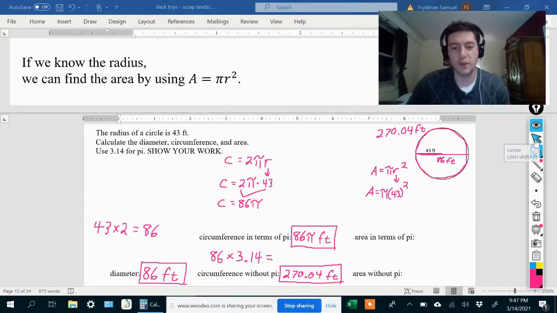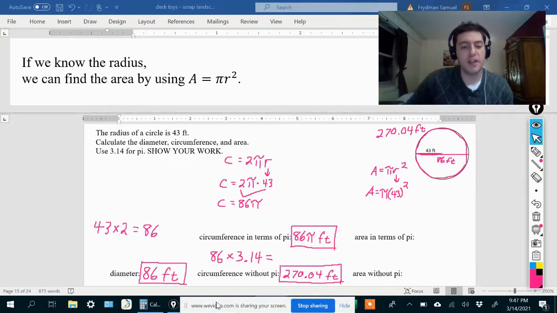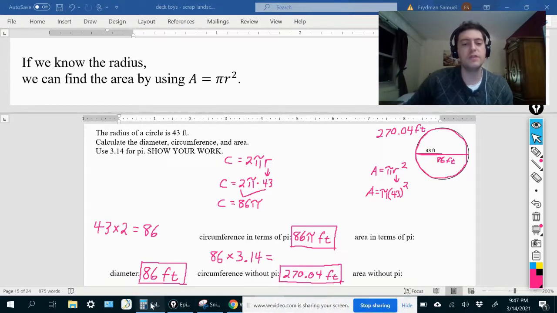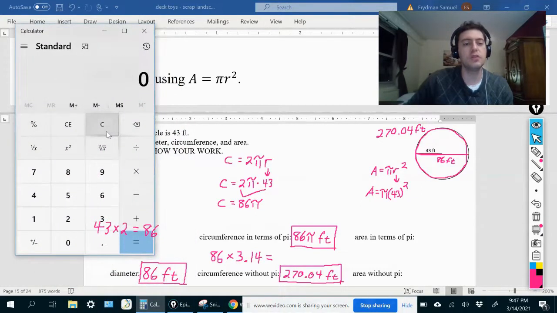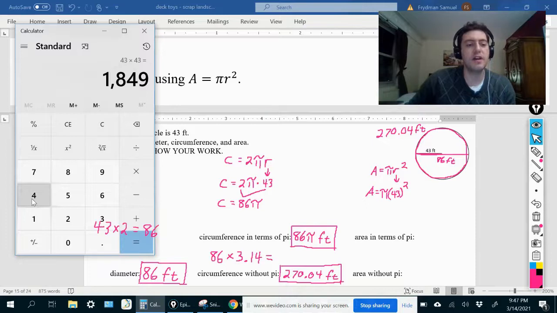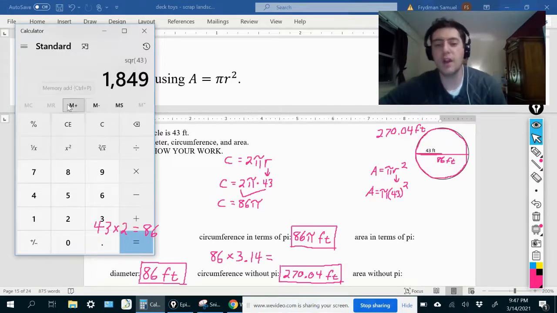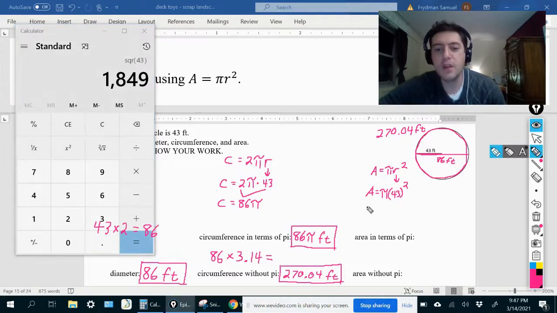43 squared is another way of saying that. All right, so 43 squared means 43 times itself. So 43 times 43. So let's do that over here. 43 times 43 is 1,849. Another way to do that on a calculator is if you happen to have a button like this that says x squared, then you can click on that and then it'll automatically just square it for you. But what it's really doing is just 43 times 43. So again, we got 1,849.